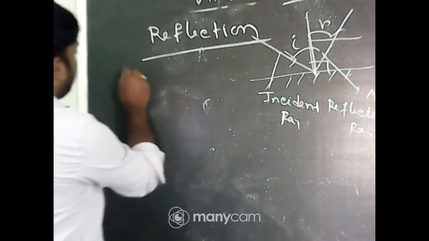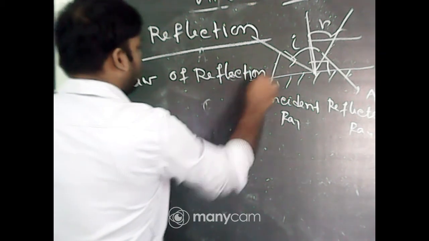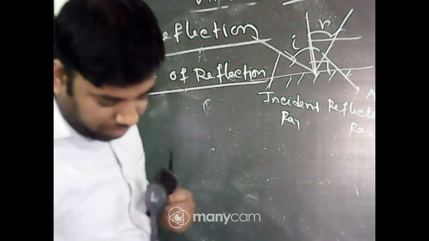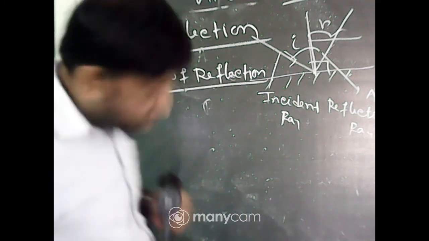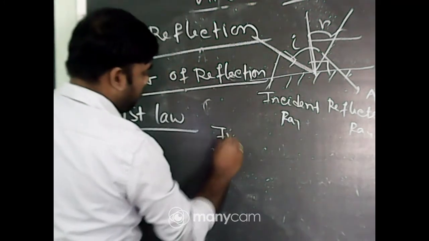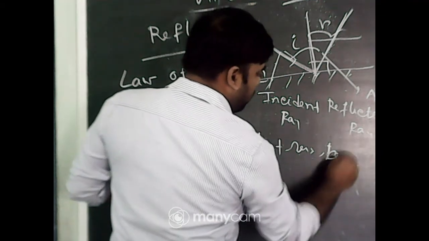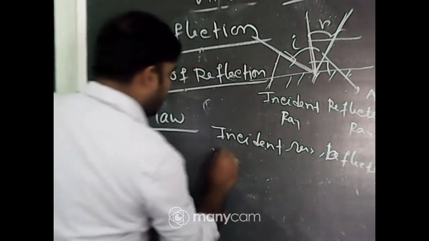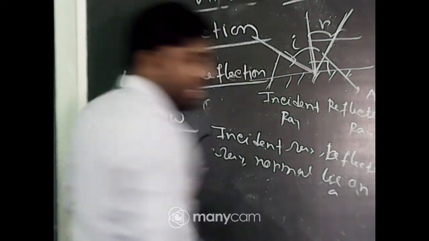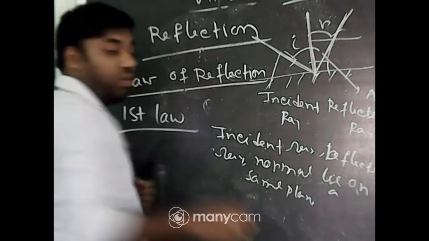Now next is the law of reflection. First law: the incident ray, reflected ray and normal lie on the same plane. This ray and the normal lie on the same plane. That is the first law.